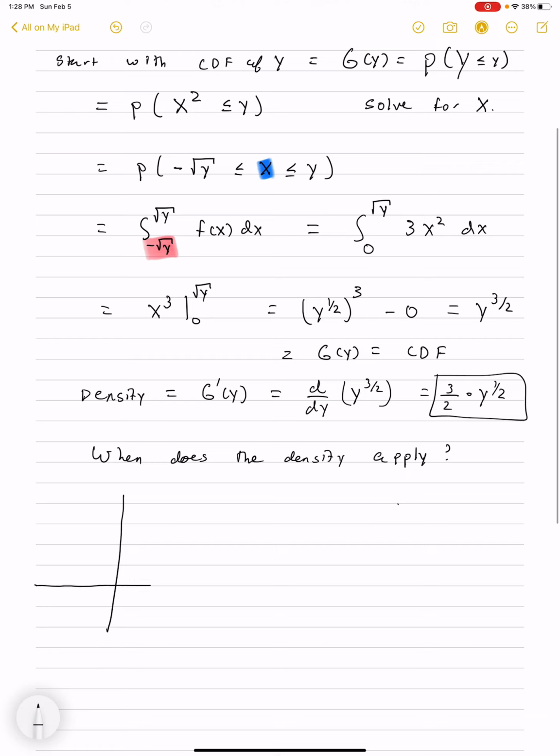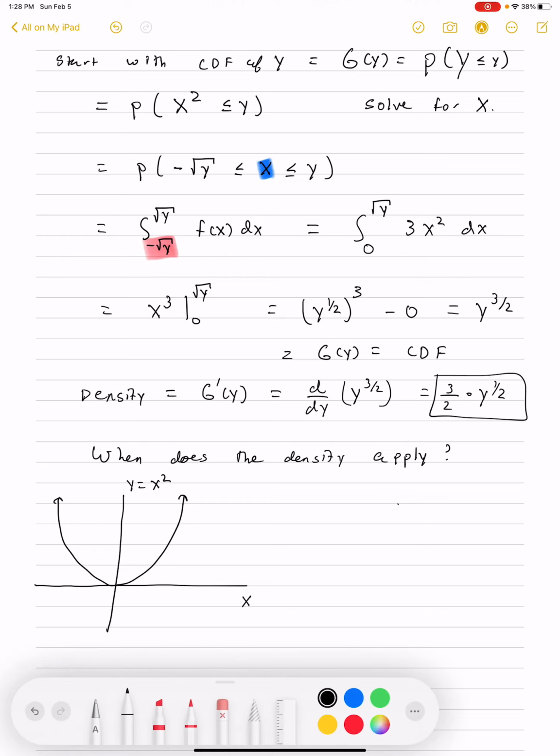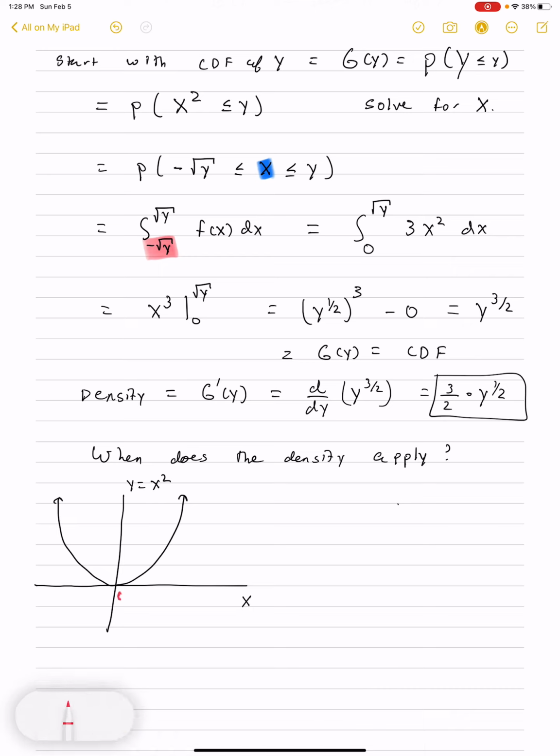Well, let's graph this transformation. The transformation is y is equal to x squared, right? And x is between 0 and 1. So that's important to keep in mind. So where are those values on the x-axis? Well, it looks like it's 0, 0, 1, 1. So the y values are between there and there.